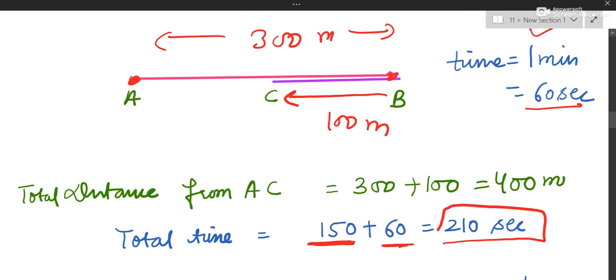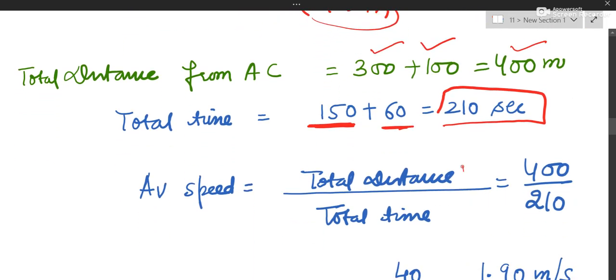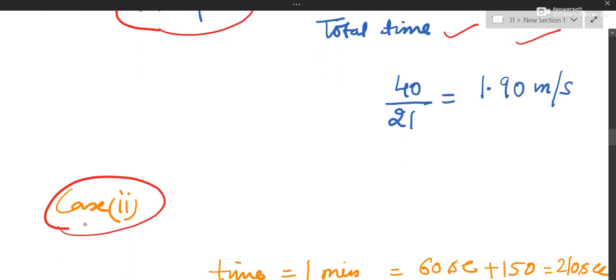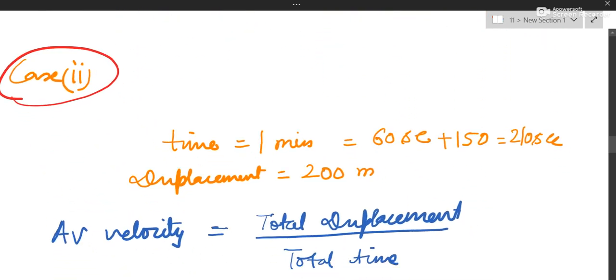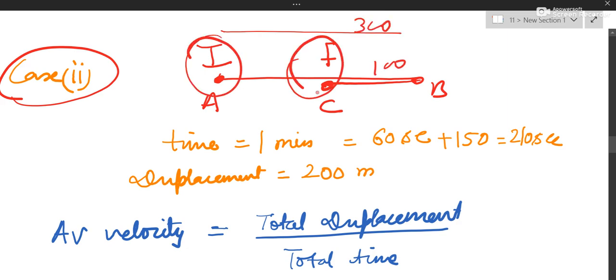And what is the total distance? From A to B it is 300 and from B to C it is 100. So total distance is 400. You can substitute total distance by total time, which will give you average speed. Substitute and divide on your own. Case number 2, you will have to tell average velocity as well. So you can see he started from A, he went to B, then he returned from B to C. So this is its initial position, this is its final position. It was 300, 100 he came back. So what is the difference between initial and final position? 200.